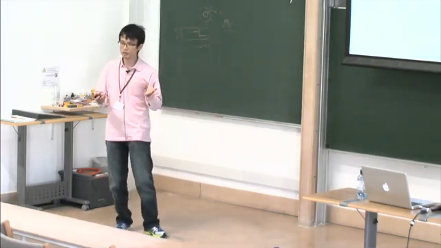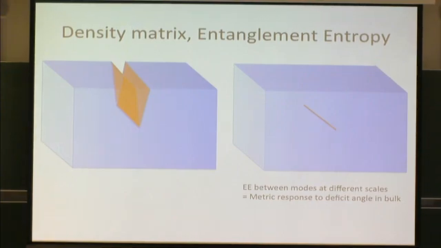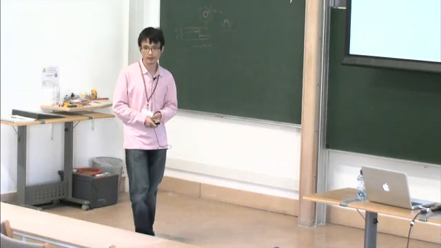And then if you want to compute entanglement entropy between, say, a low energy mode and a high energy mode, that's equivalent, in the replica trick, to inserting some deficit angle along this edge. So in this construction, it's very obvious that entanglement entropy is nothing but the metric response to this deficit angle. So entanglement is encoded in the geometry in a very obvious way.